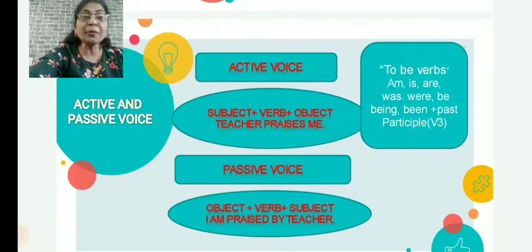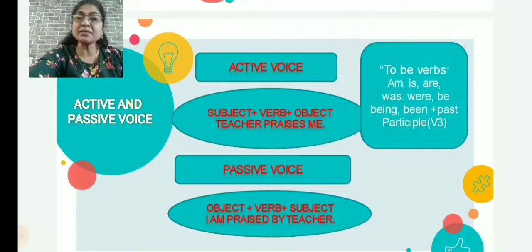So with to be verbs, when the past participle, that is the third form of the verb, V3, comes, that means we can easily understand that it is passive voice. What I told: the first identity is generally by coming in passive voice. But the next main identity is that to be verbs are there, and with to be verbs the past participle is there, then only it will be passive voice. Now see an example, I am praised by teacher. Suppose the example given is only this much, and by teacher is not given, but still, I am praised, then it will be passive voice.